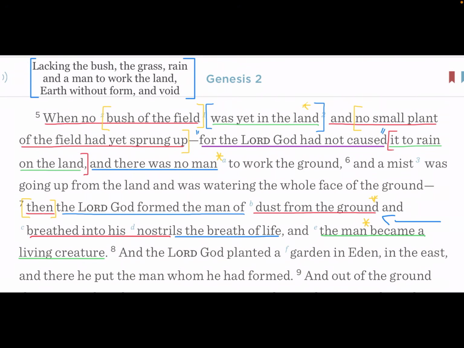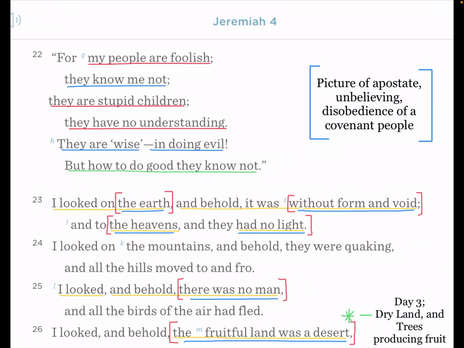So we have that interesting correlation to Genesis 1, as we are described with Adam, an earth without form and void, an earth without form and that is also void, as the reason for the need for man. Which is interesting, because when we compare that to Jeremiah 4, we get a picture of an apostate, unbelieving, disobedient covenant people in Israel being described as a judgment period coming upon them, and they would be a total desolation.